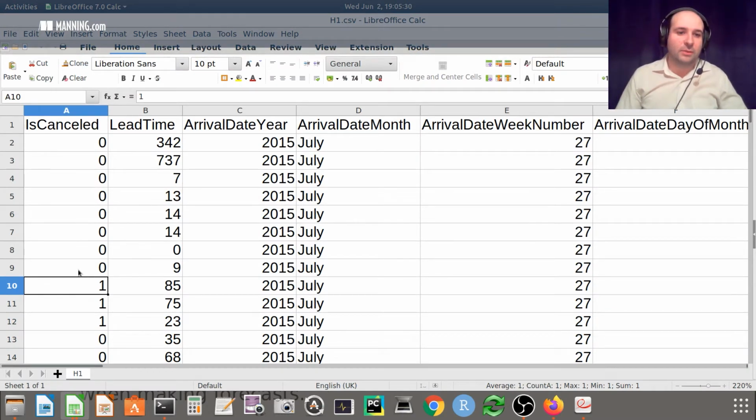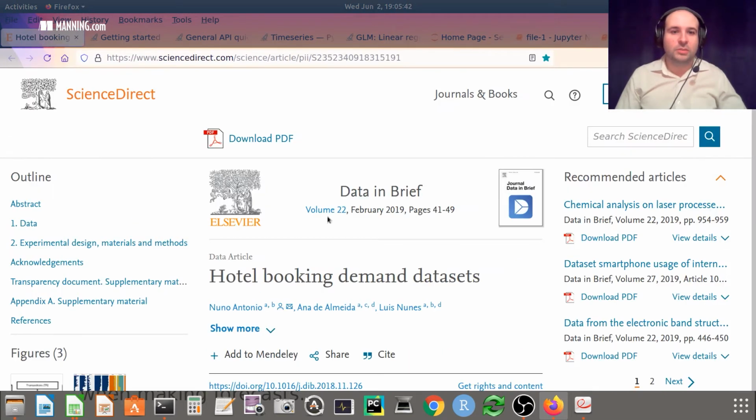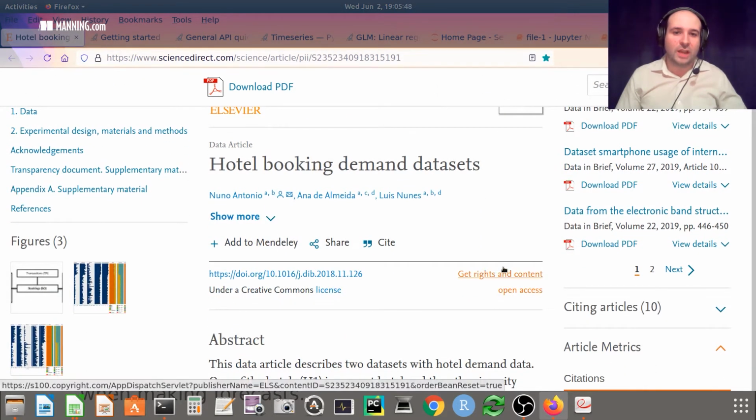We can see that we have a 0 for customers that don't cancel their hotel reservation, and we have a 1 for customers that do. And this particular data set, the original data sets are available from Antonio Almeida Nunes. This is research that was originally conducted by these researchers, and you can dive in further on this topic if you would like.